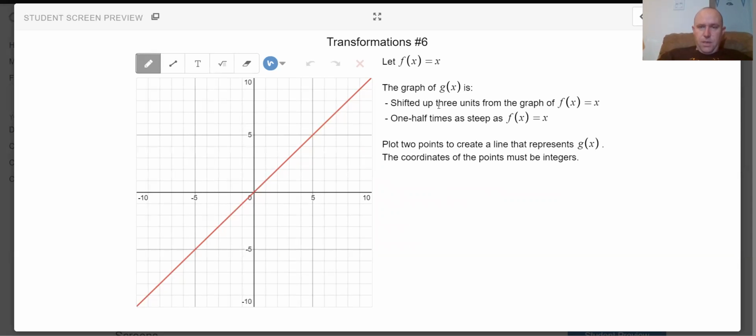And for the last one, shifted up 3 units. So 1, 2, 3. So I'm looking at the y-intercept, in other words. And 1/2 is steep. So this has a slope of 1. So I need a slope of 1/2. So that means I go up 1 and then right 2. Rise over run again. And then as I join this up, you can see that it has a slope of 1/2 compared to a slope of 1. And I'm done for this one.